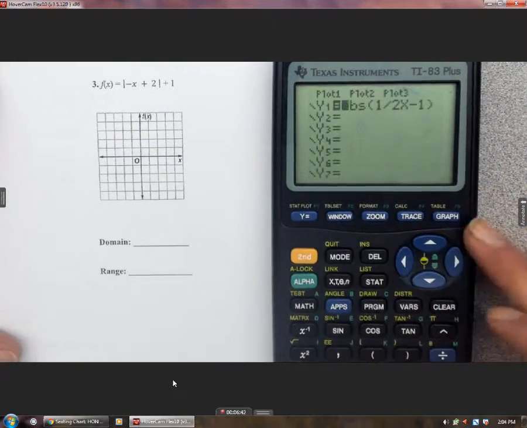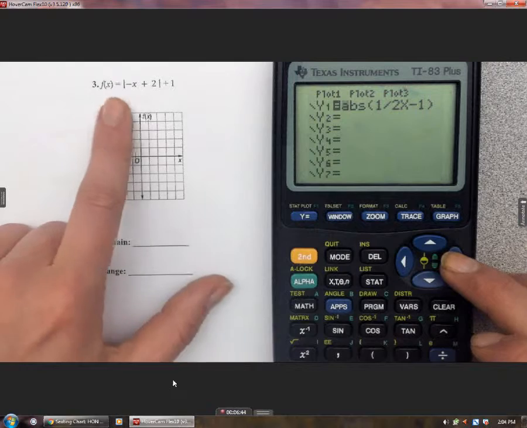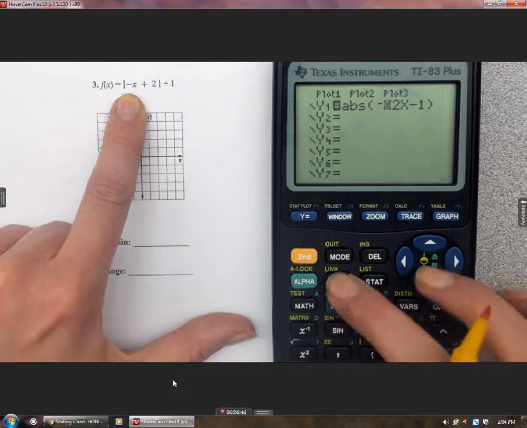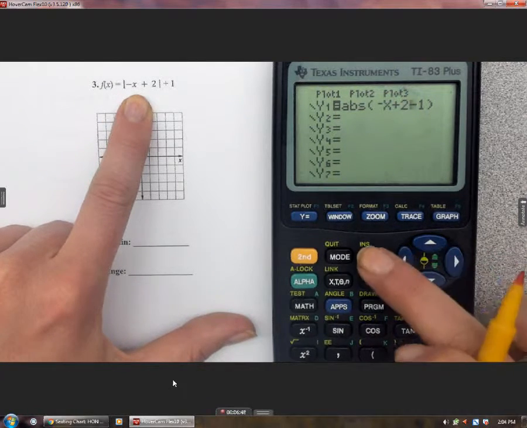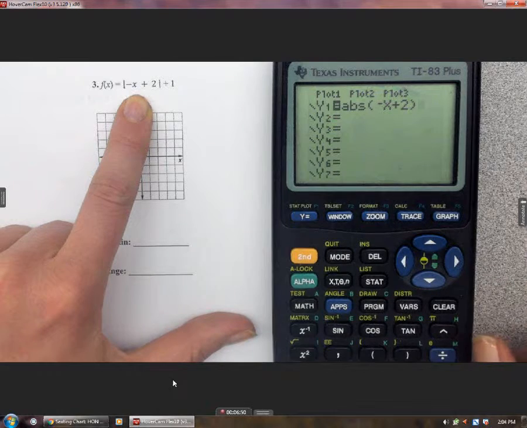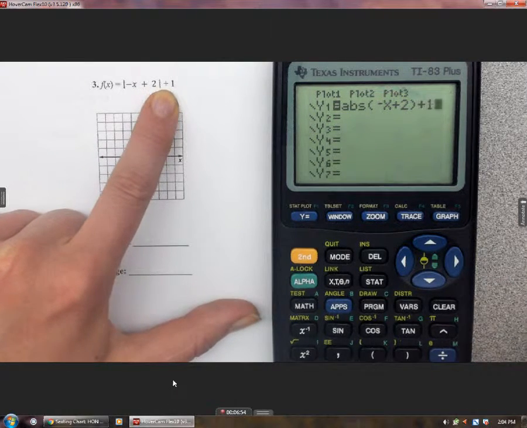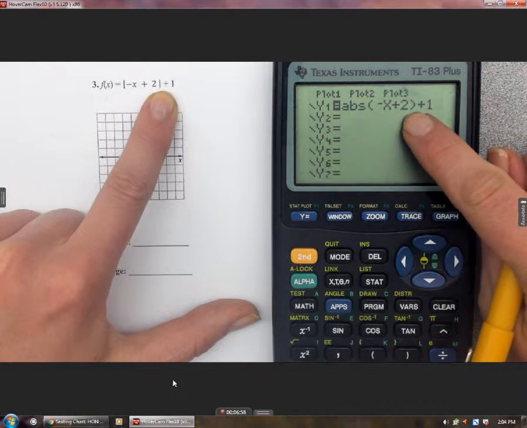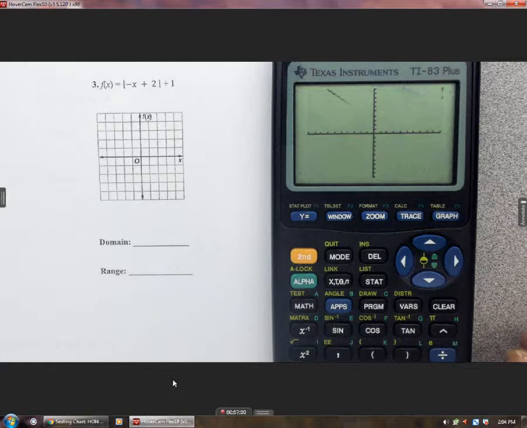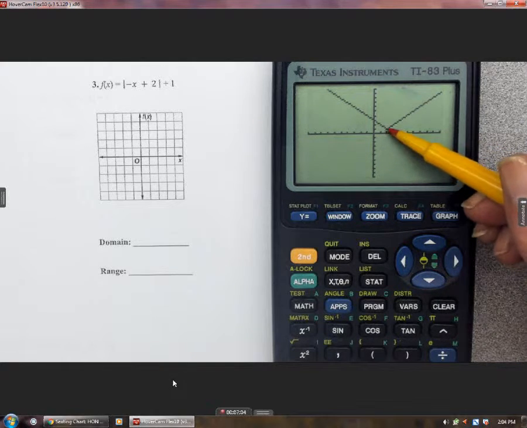For number 3, we can go back in here. I already have my absolute value, so I'm just going to write over it -x plus 2. I'm going to delete these other numbers. Then the +1 needs to be outside of the parentheses. So the parentheses is where the absolute value ends. Graph it. And this moved my graph up.